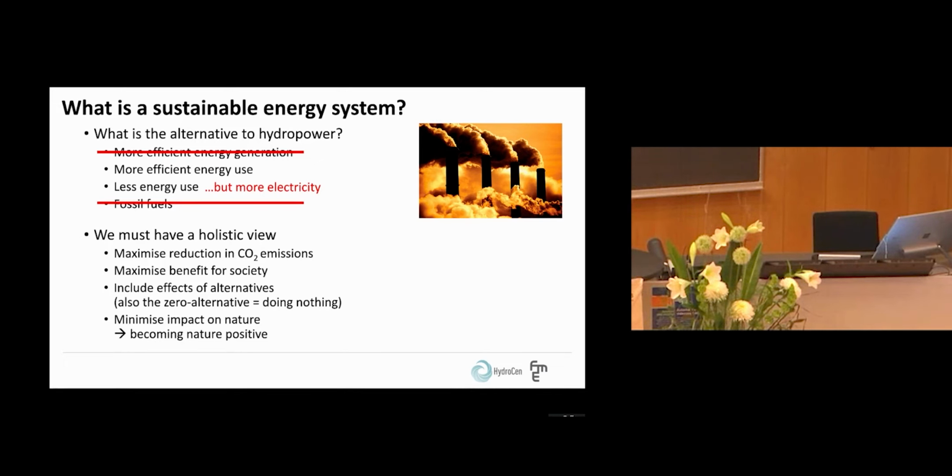And of course, we have to minimize the impact on nature. Perhaps we can become nature positive. We have to restore something as well. That's my last message: think about becoming nature positive.